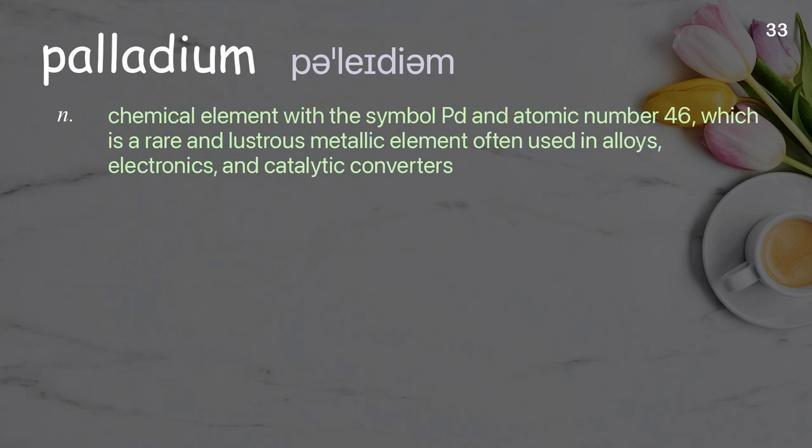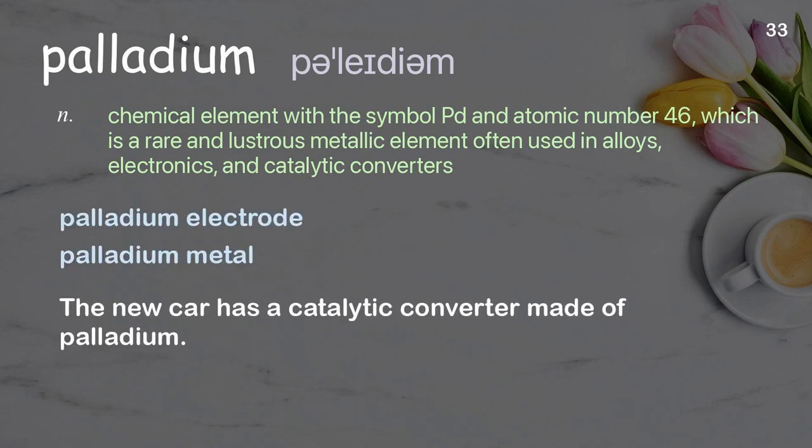Palladium. Chemical element with the symbol Pd and atomic number 46, which is a rare and lustrous metallic element often used in alloys, electronics, and catalytic converters. Examples: palladium electrode, palladium metal. The new car has a catalytic converter made of palladium.